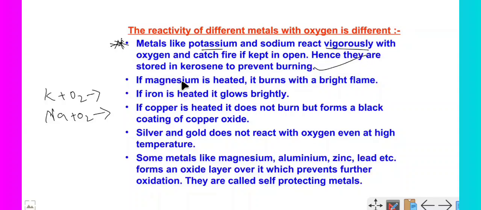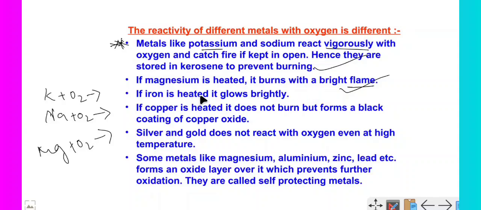So next, if magnesium is heated, it burns with a bright flame. Magnesium is a metal; if it reacts with oxygen, so you can expect the question, what happens when a magnesium ribbon is burned in air? It produces a bright flame.